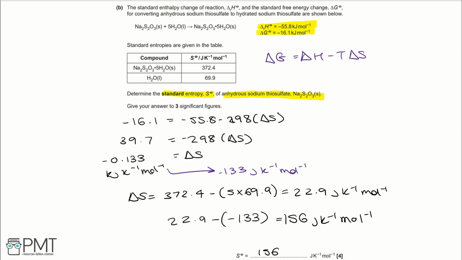To get the 4 marks for this question, you get a mark for using the Gibbs free energy equation. You get a mark for correctly working out delta S of minus 0.133 or minus 133 joules per Kelvin per mole. You get a mark for working out the delta S using the standard entropies given in the table, so 22.9 joules per Kelvin per mole. And then you get a mark for working out the standard entropy for anhydrous sodium thiosulfate, so 156 joules per Kelvin per mole. This gets you the 4 marks for this question.